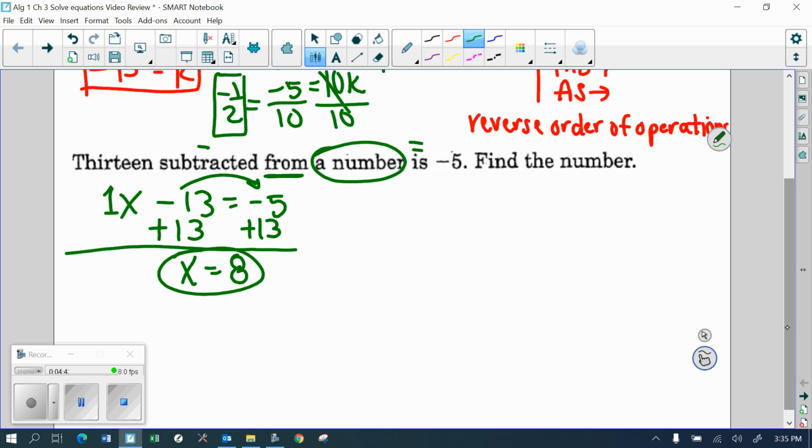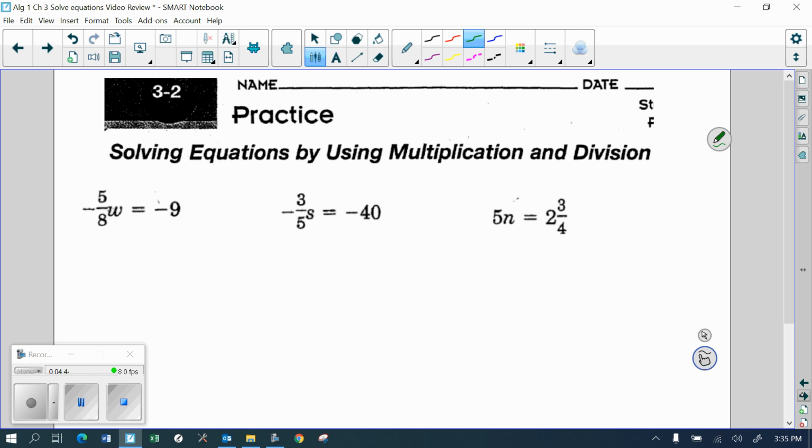All right, next section. Solving equations by using multiplication and division. Okay, when I have a fraction, I multiply by the reciprocal. The reciprocal of -5/8 is -8/5. Whatever I do to one side, I must do to the other side. Put that negative 9 over 1. Okay, so then these cancel out, and that gives me W. Remember, I'm always solving for 1W. When it says solve, it means solve for 1W.